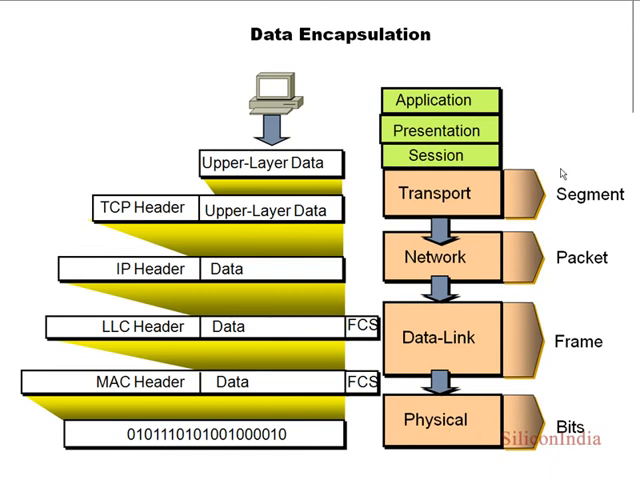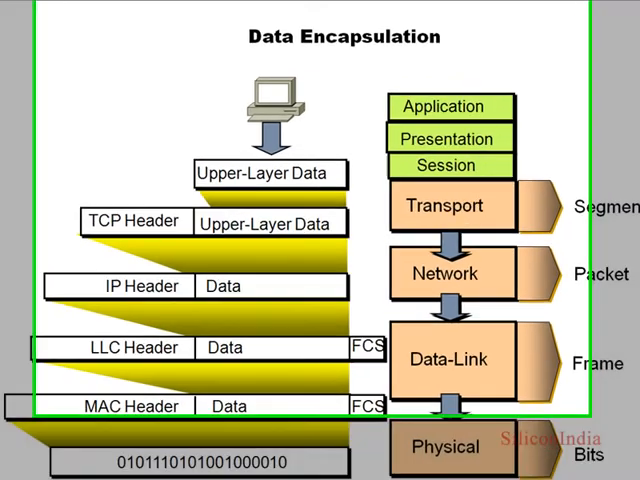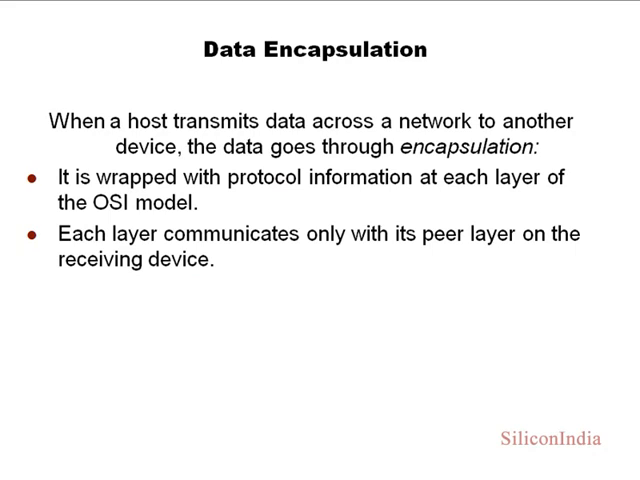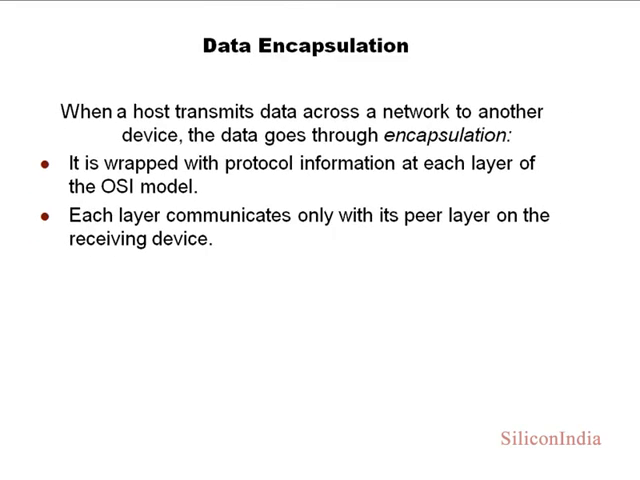What is important from the understanding perspective and the CCNA exam perspective is that information at the physical layer is called bits, information at the data link layer is called a frame, information at the network layer is called a packet, and information at the transport layer is called a segment. That is how each layer communicates only with its peer layer on the receiving end, and the protocol information at each layer is wrapped with the header information. So this is how data encapsulation happens.